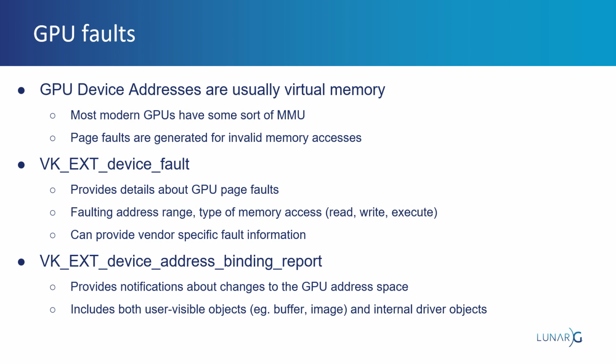The other part of the tool is GPU faults. So almost all modern GPUs have an MMU, and if you do a bad memory access, just like on the CPU, you get a page fault. The device fault extension returns that back to the application. Previously, that would probably get eaten by the kernel mode driver. Maybe they'd print it out to the kernel log or some other mechanism. The other part of this extension that we implement, but it's not widely implemented by drivers yet, is vendor-specific fault information.